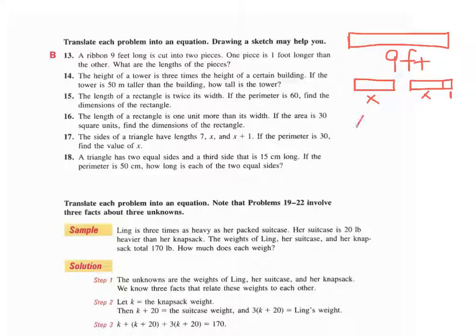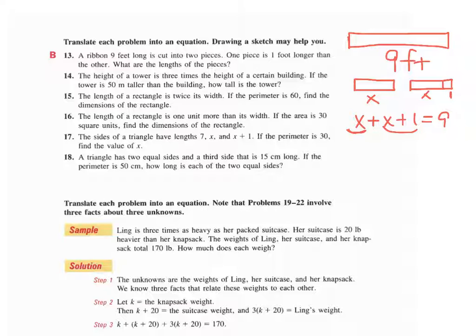X plus 1 equals 9. Beautiful. So it's sort of the same thing that we did before with the wood or even the walking distance. We know that the first piece of the ribbon is X and the second piece is the 1 foot longer. So X plus 1 equals 9.